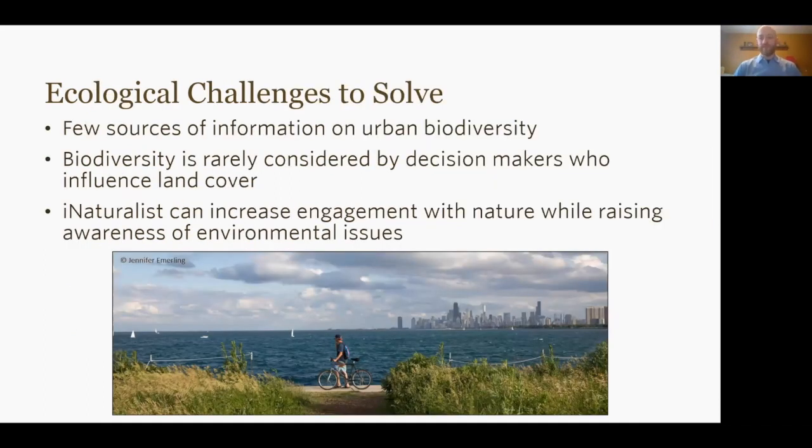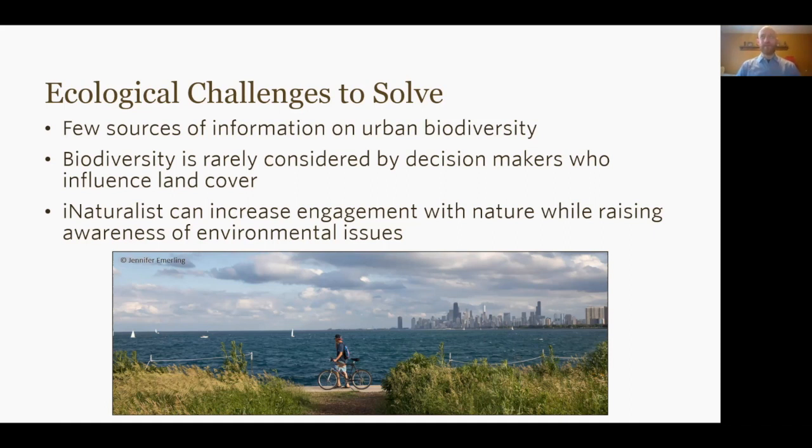So with this information, there's a lot of ecological challenges out there that we need to solve. And the main problem is we don't have a lot of information on biodiversity, especially in city environments. And that's a huge handicap when we're trying to see what kind of services these plants and animal species can provide. So that lack of information is a real big hurdle that we need to get over.